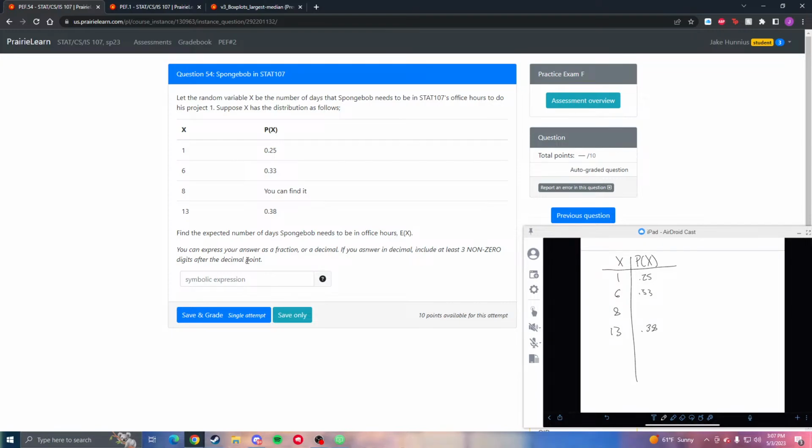And now remember, this column right here needs to total 1. So we know what this space is. It has to be 1 minus these 3 spaces. So 0.25, 0.33, and 0.38 is 0.96. So we know that this spot has to be 0.04.